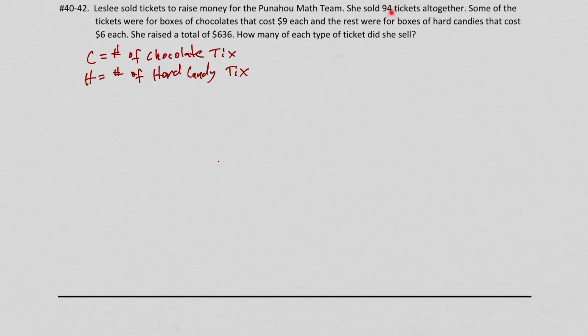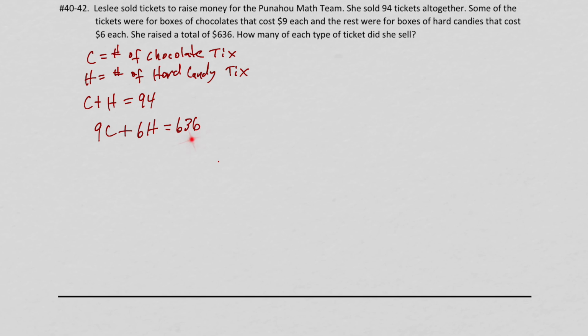And here are the equations. One is that she sold 94 tickets, so these added up have to be 94. The second equation is that she brought in a total of $636. Chocolate tickets cost $9 each, so 9 times C, plus the hard candy tickets cost $6 each, so that's 6 times H. That's going to add up to $636.